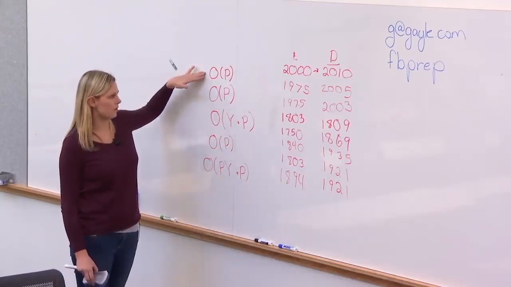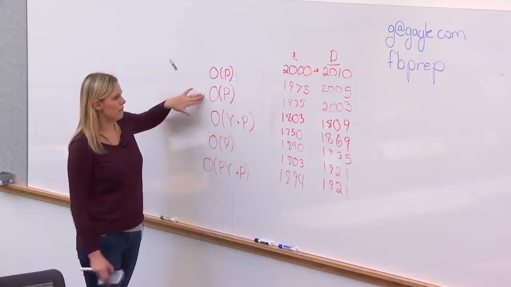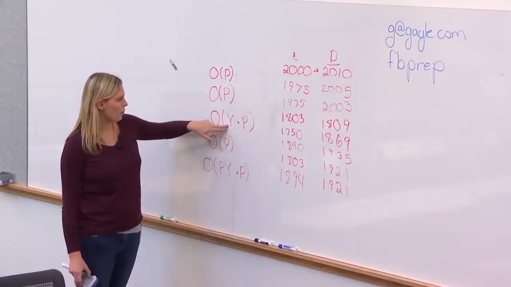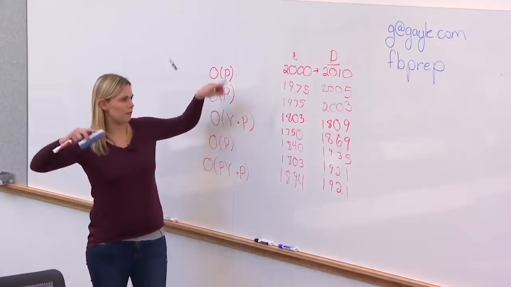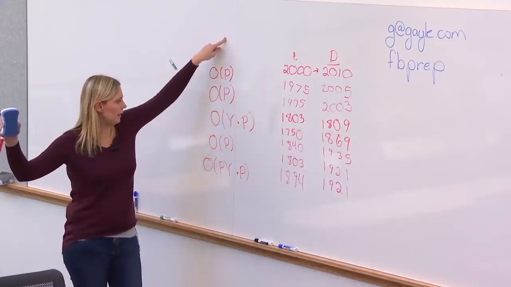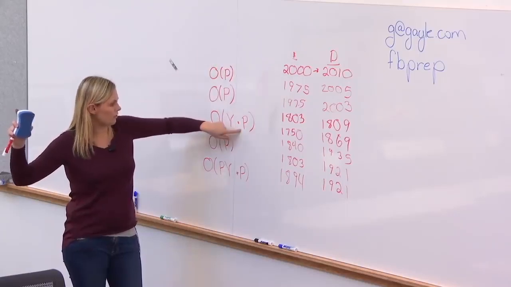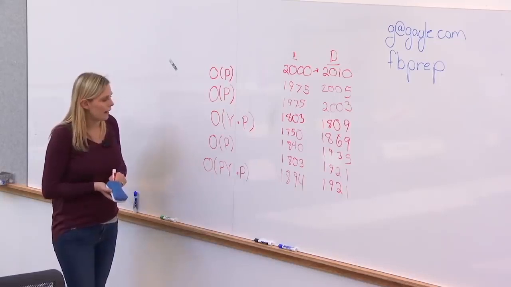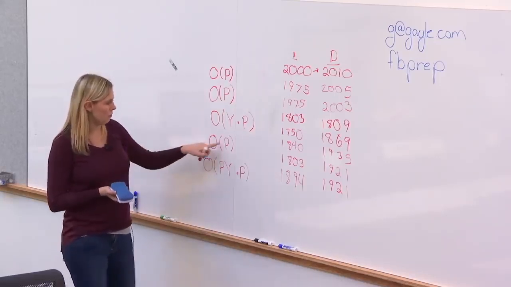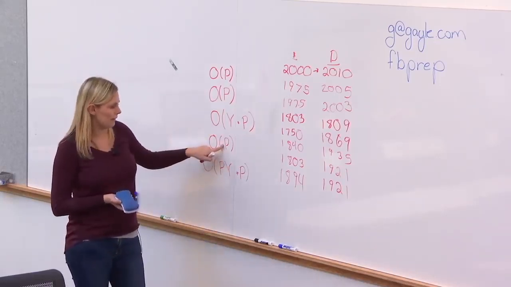Okay, so let's think through that again. We're finding the min birth year. That's walking through all the people. Find the max death year, O of P. Y is the range from the first birth year to the last death year. And then we're checking to see how many people are alive in that time. That's O of P. And then we have to go through and find the one that's the biggest.